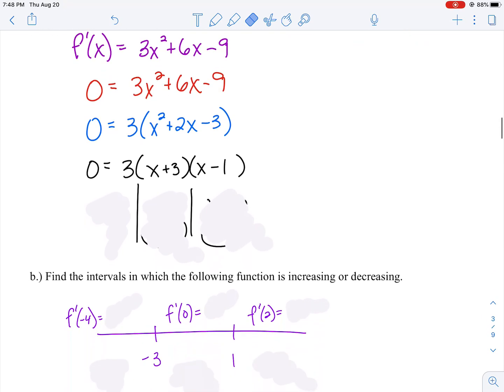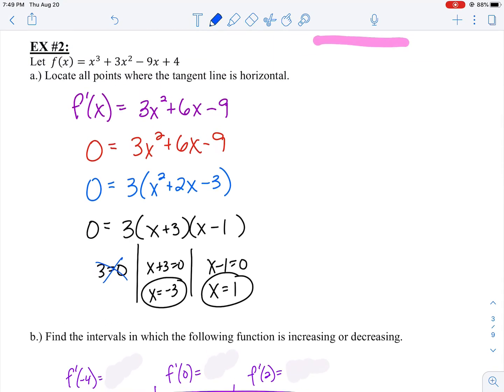And now I can take all three factors and set them equal to 0. When I set the first one equal to 0, 3 equals 0 just kind of goes away. It doesn't give me an extra answer. I end up getting x equals negative 3 and x equals 1. These are all the x values where my derivative equals 0, aka where my tangent line is horizontal, right?